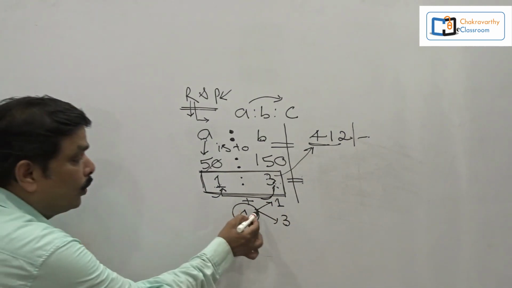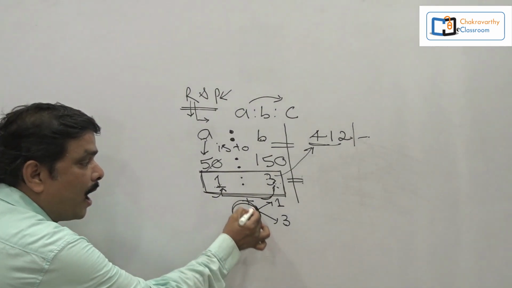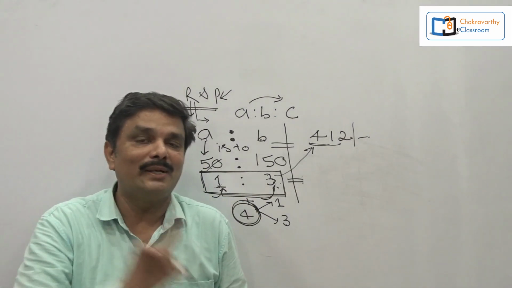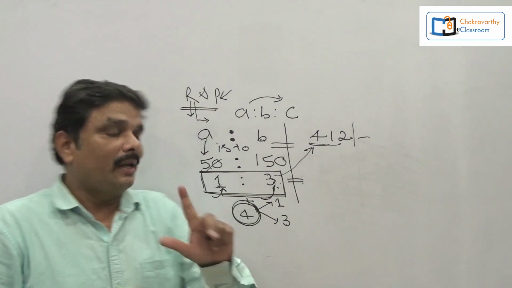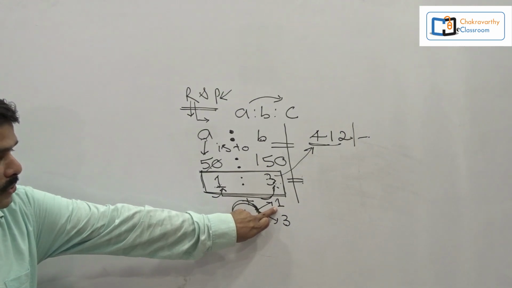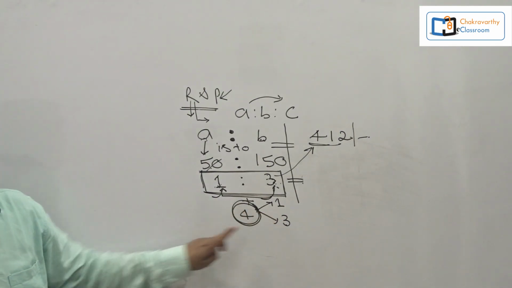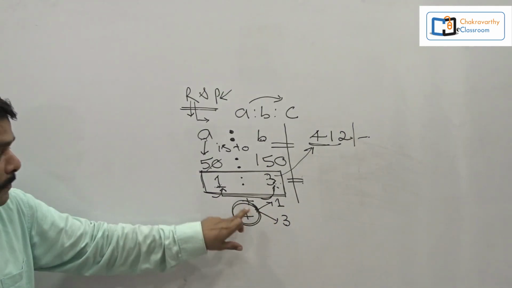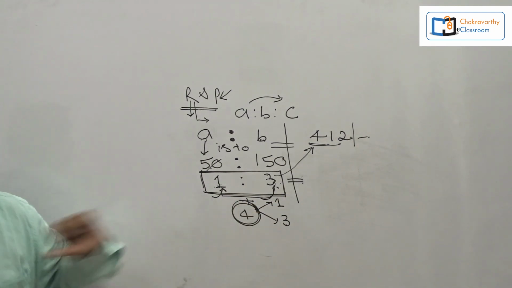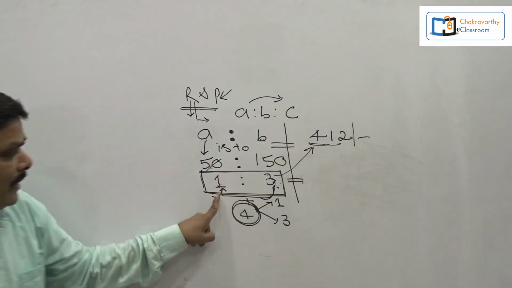Or if the total is equal to 4 parts, listen carefully, it's going to be immensely beneficial for you while solving advanced questions. If the total money is of 4 parts, 1 part belongs to A, 3 parts belong to B. Remember this one. 1 part belongs to A, 3 parts belong to B. Remember this one. We are going to divide that one in the same way.